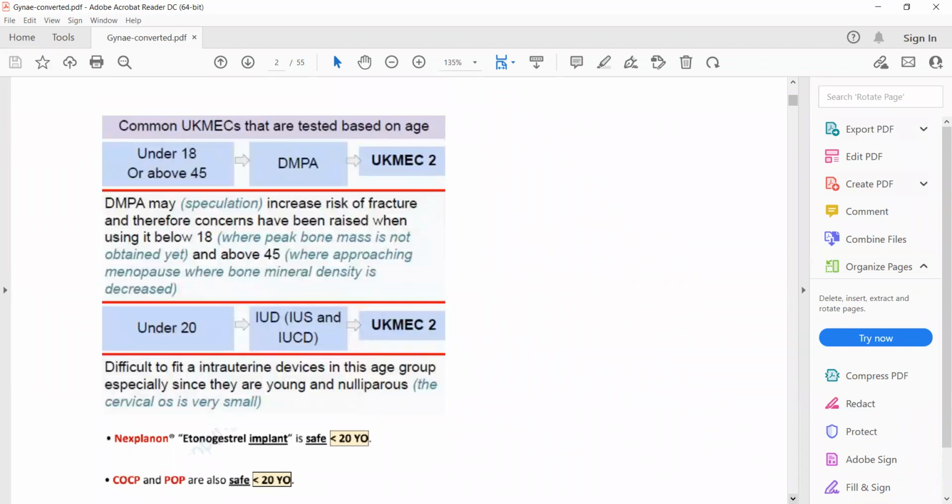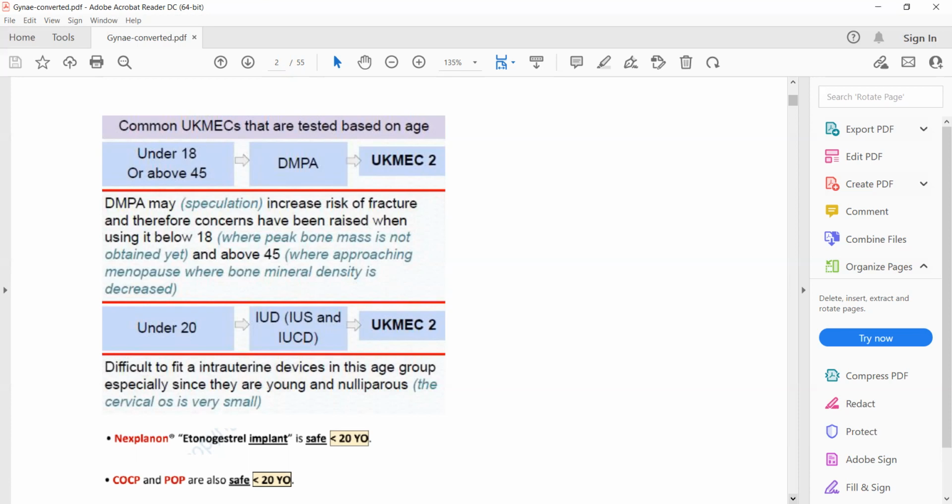Dr. Shah, sorry, is Nexplanon UKMEC 1 or 2? Nexplanon for under 20, it's UKMEC 1. Okay.